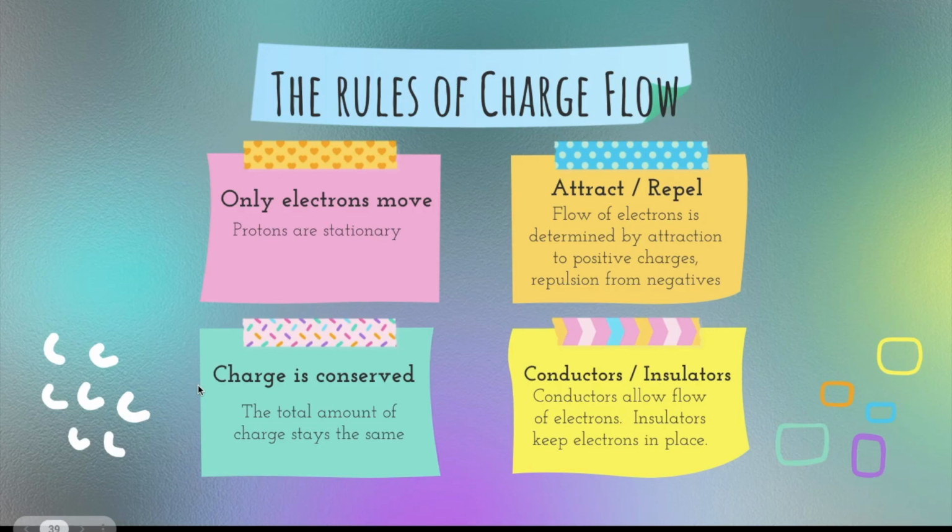To sum up, as you're drawing flow diagrams, you're going to be drawing before and after pictures that meet these 4 criteria. The protons are stationary while the electrons move. The electrons move because of attraction or repulsion. No matter how those electrons move, the charge is conserved, so there's the same number of protons in the before and after picture, and the same number of electrons in the before and after picture. And finally, the conductors will allow easy flow of electrons, while insulators keep the electrons in place.